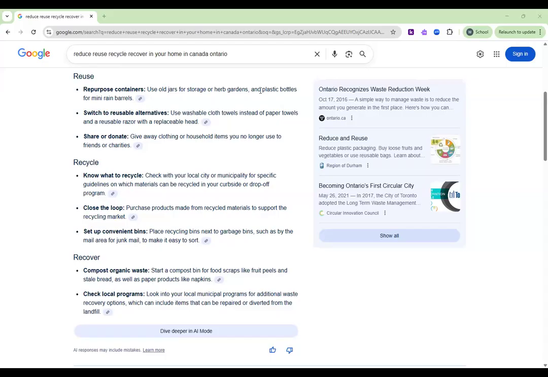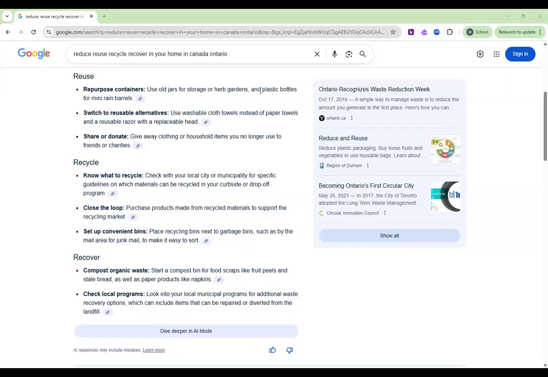Food that's not expired. All of the different churches and grocery stores will collect food that can be given to people that need that. All right, so that is reuse.